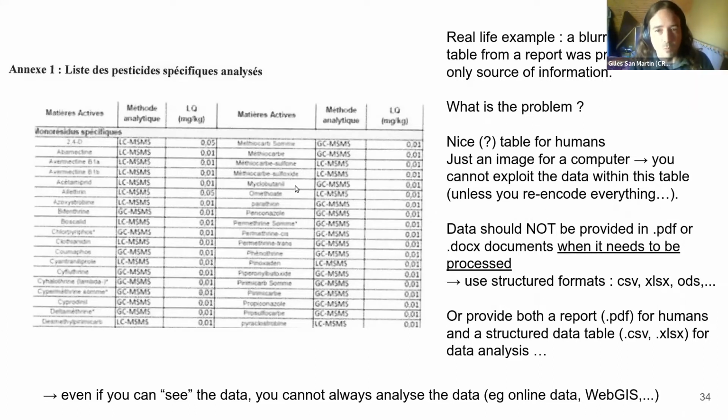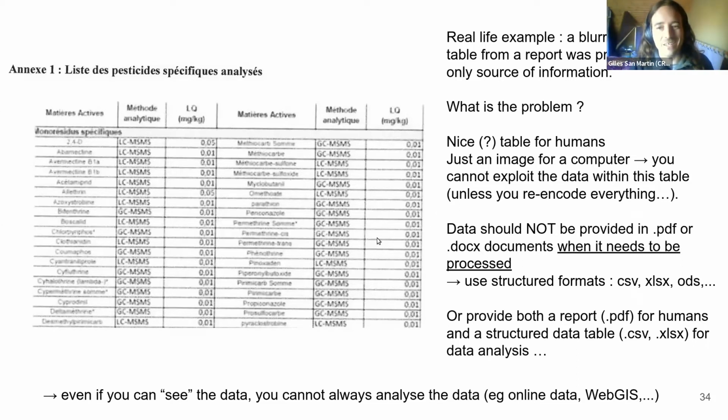And so what's the problem with that? You might think, okay, we have the information we need. And indeed, for humans, this looks like a table. But again, for a computer, this is just an image. And if you want, for example, to compute the average of the LOQ, it's not possible with that. So the only way to use that information is to re-encode everything by hand. There is no other way, because even with OCR, the quality of the scan was too bad, and it will not really be possible to retrieve that information.